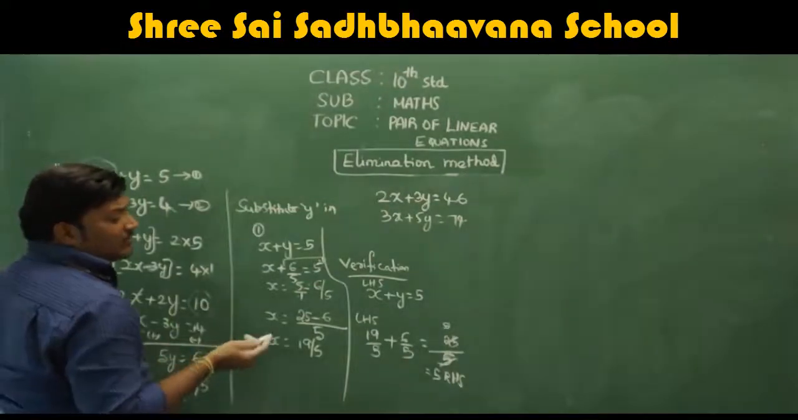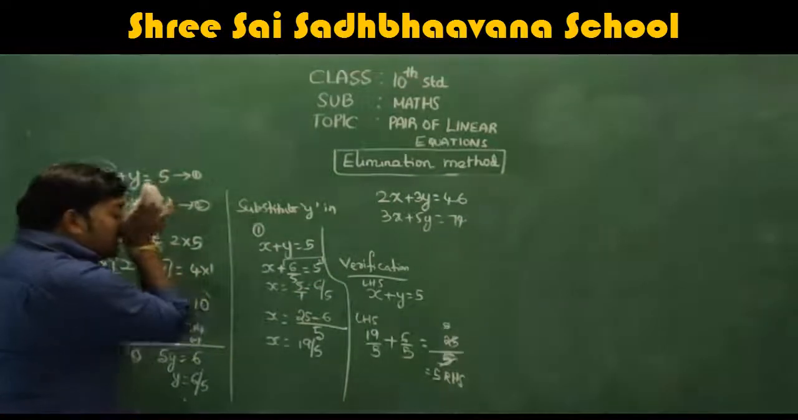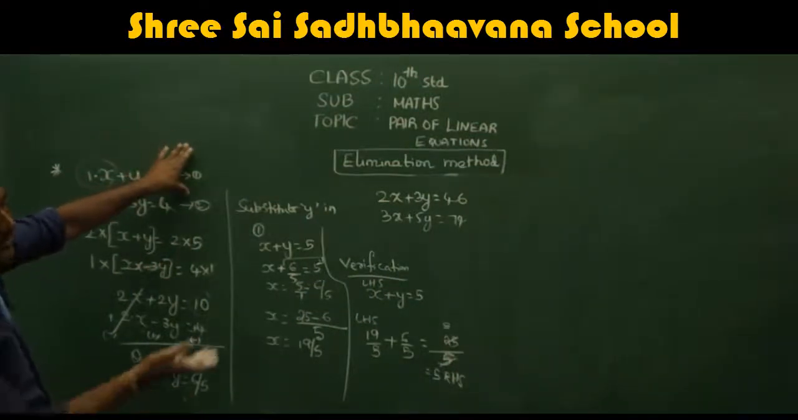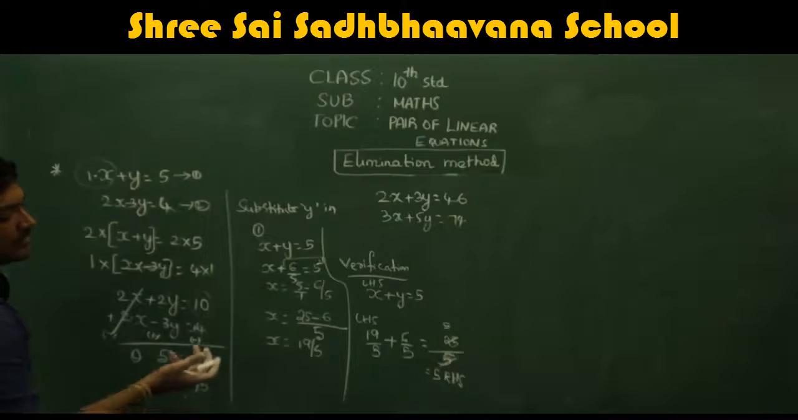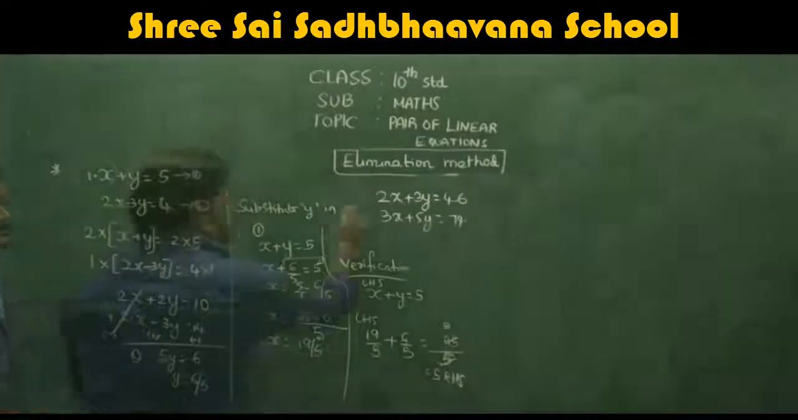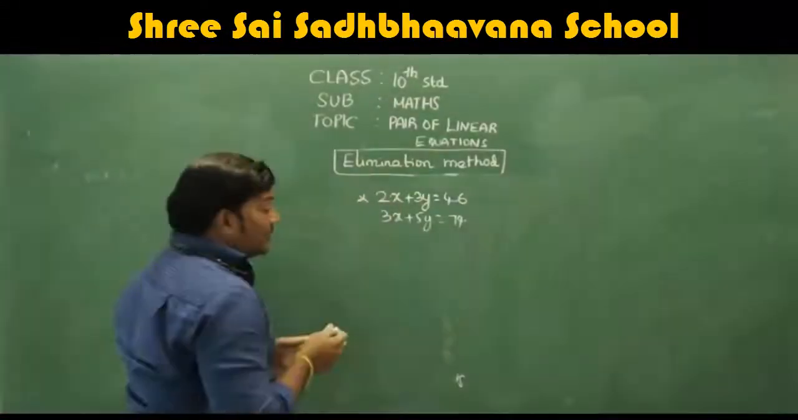Now verification. What is verification? As we did in the graph also, just substitute the x and y values in the LHS and check whether you get the RHS number. So substituting 19 by 5 plus 6 by 5, you will get 25 by 5, which is 5. That will be the RHS. So that is your answer. I hope you understood this. Okay, let me do the second one.